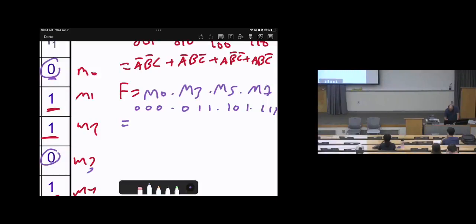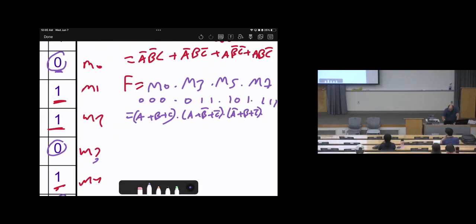So it will be A plus B plus C times, here there is 0, A, there is 1, B bar, there is 1, C bar, times, here there is 1, A bar, plus 0 for B, then B, then if there is 1, so C bar, then times, here is A bar plus B bar plus C bar. Okay? So this is very important, and you will see it in the quiz, which will be on Friday.